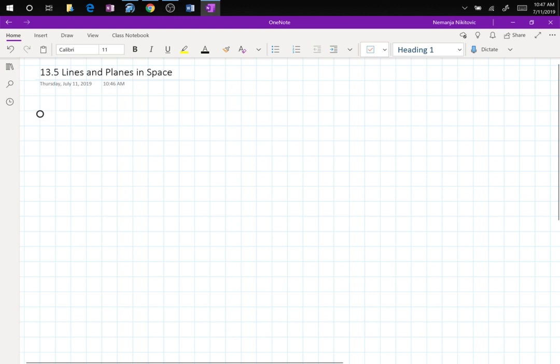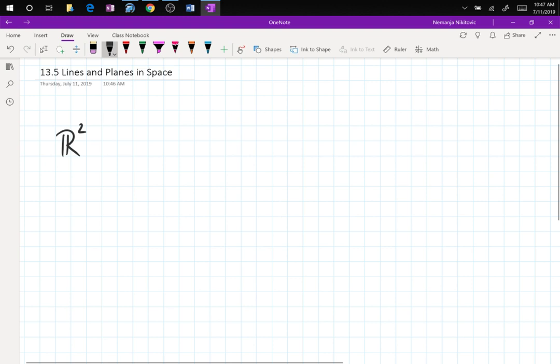So for R2, there's lag. I wrote R2. Now let's hope it works.